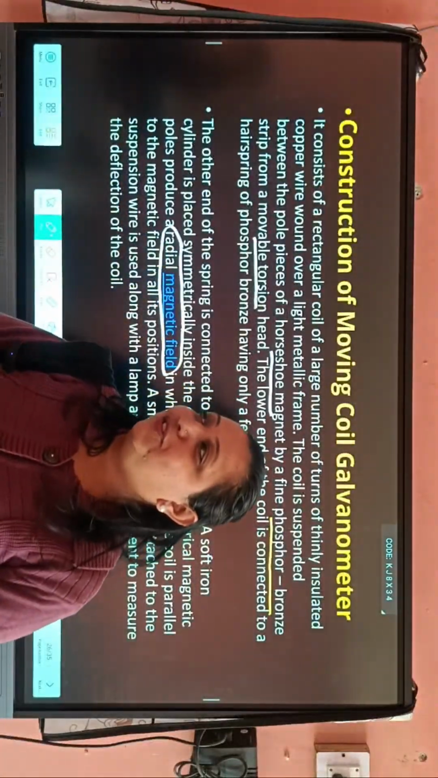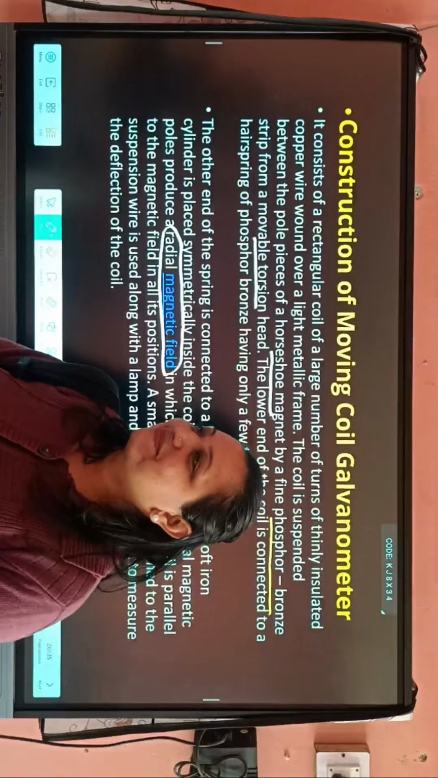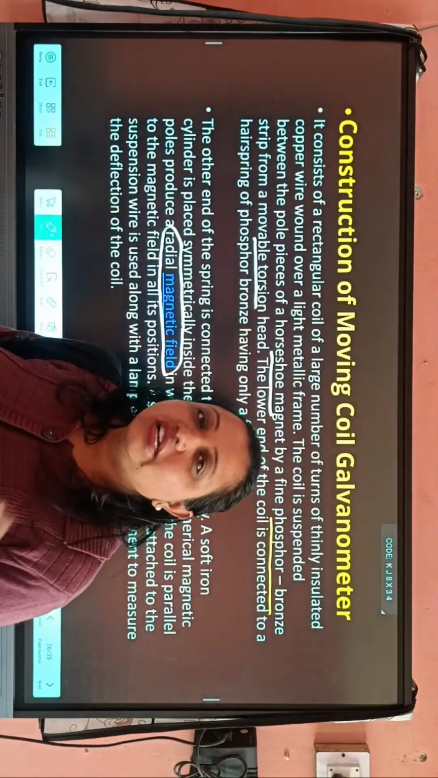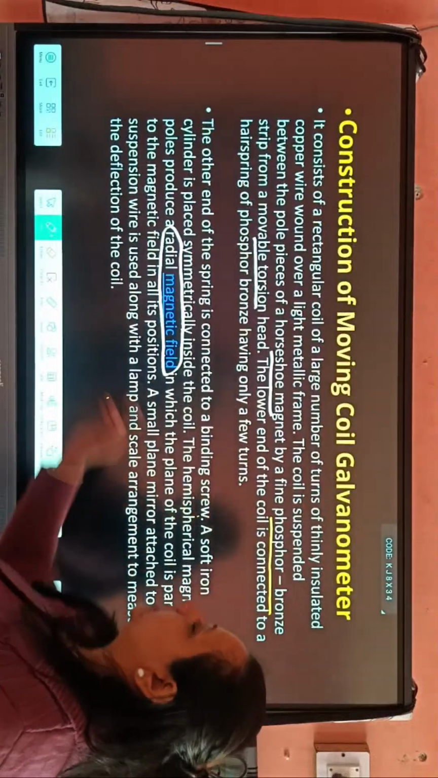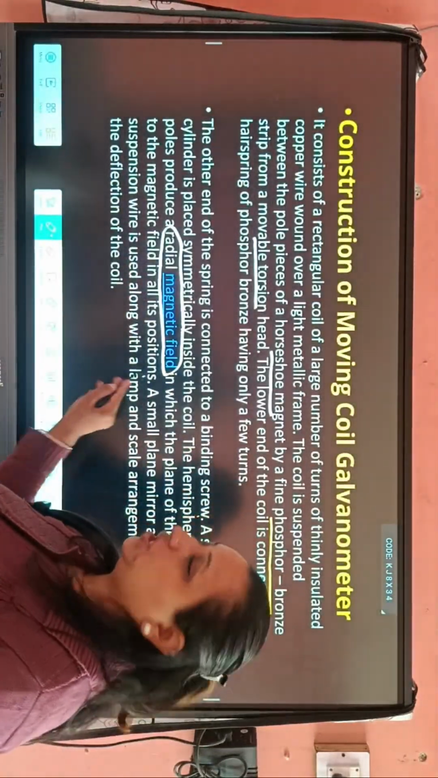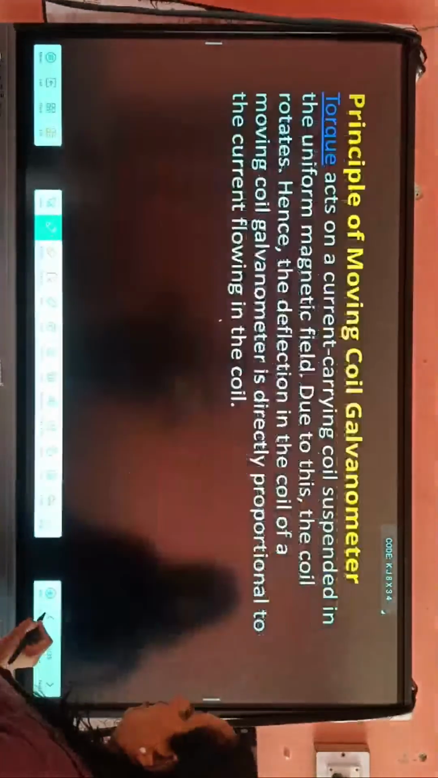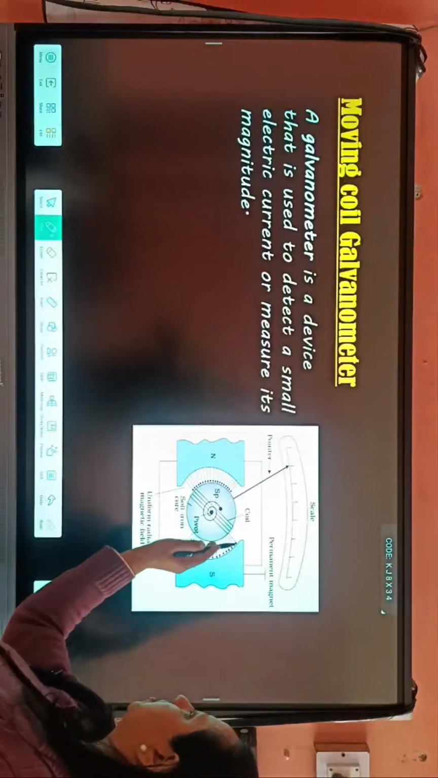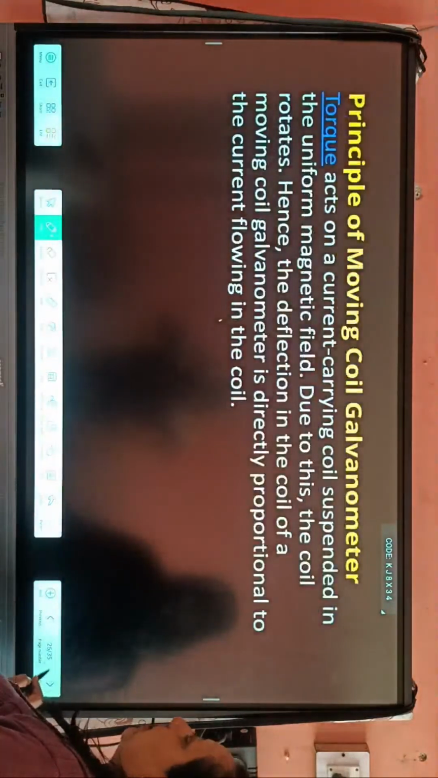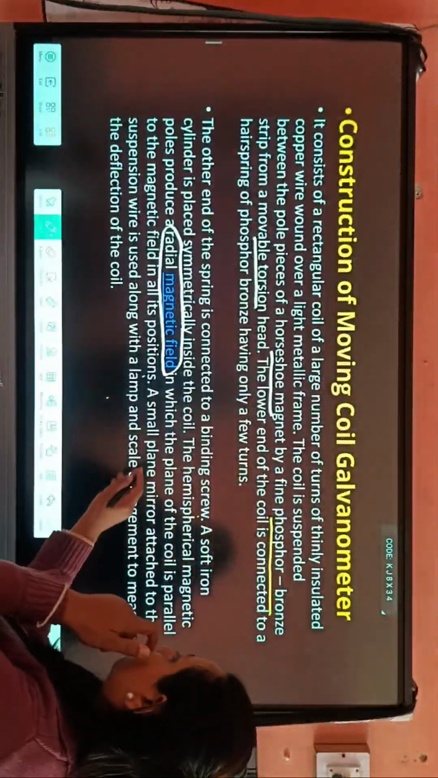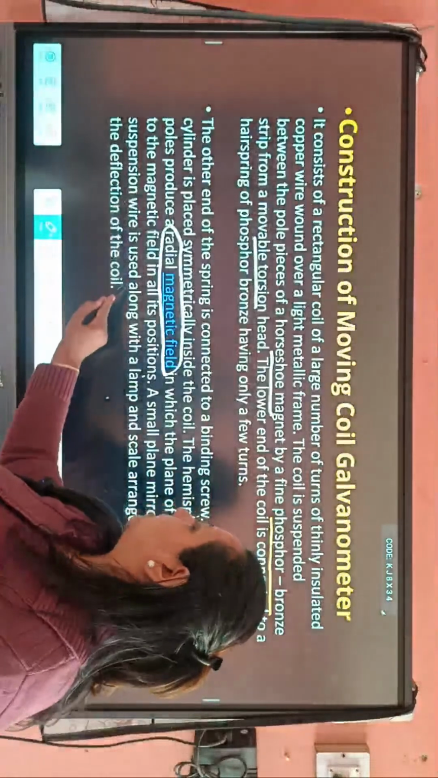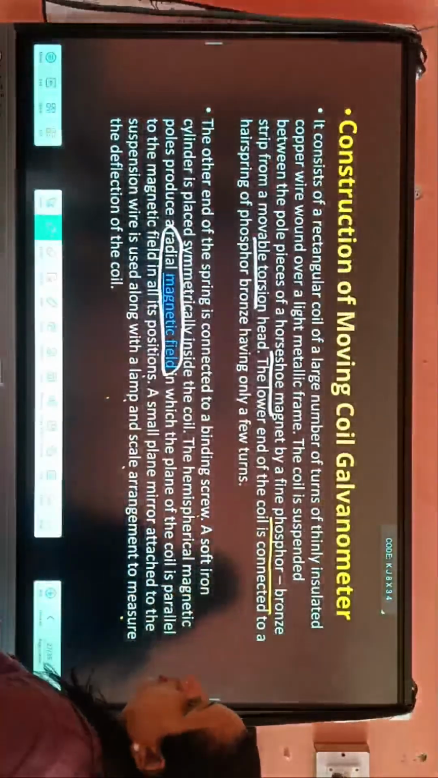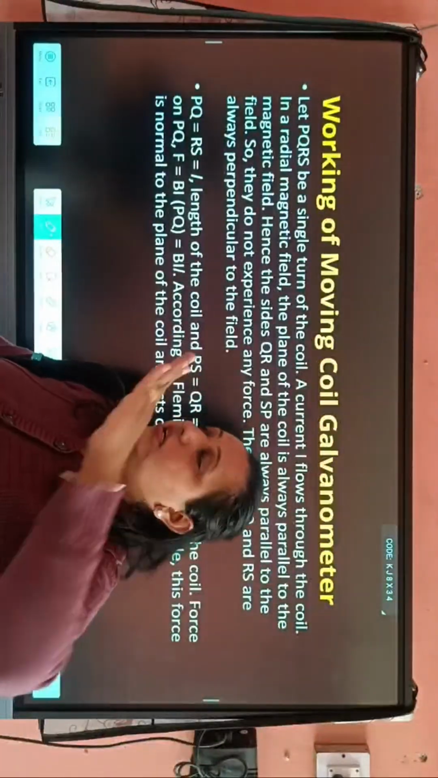Why is this called a radial magnetic field? So radial magnetic field means the magnetic field acts across the radius, in which the plane of the coil is parallel to the magnetic field in all its positions. ठीक है, एक दूसरे के जो magnetic field होगा वो parallel होगा. Like in this case, these are having parallel magnetic fields across the radius. That's why it is known as radial magnetic field. A small plane mirror attached to the suspension wire is used along with the lamp and a scale arrangement to measure the deflection. So it measures the deflection, that means it measures the current by the linear scale.